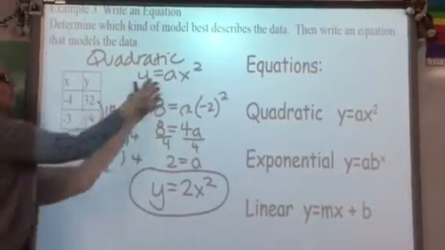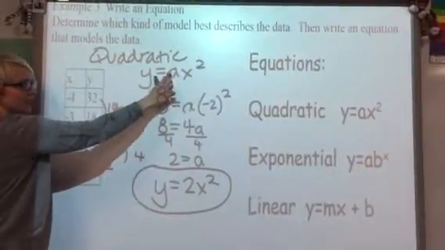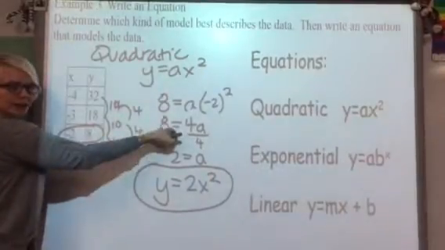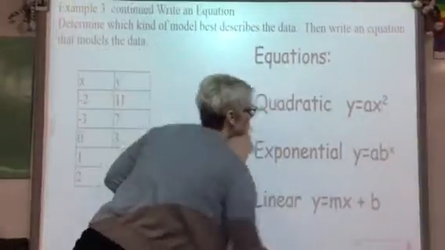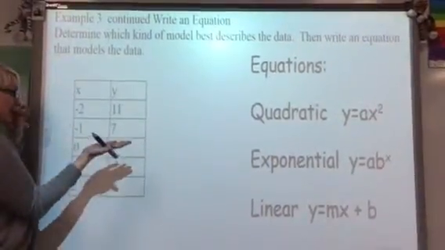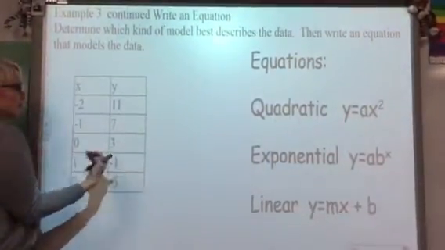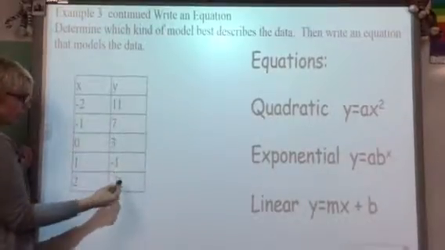If you would look, that a value had to be found by choosing a coordinate and plugging it in. So that's what you'll have to do whenever it's quadratic. Let's try another example here. Now we know it's not going to be quadratic because we just did that one. So let's see what's going on here.